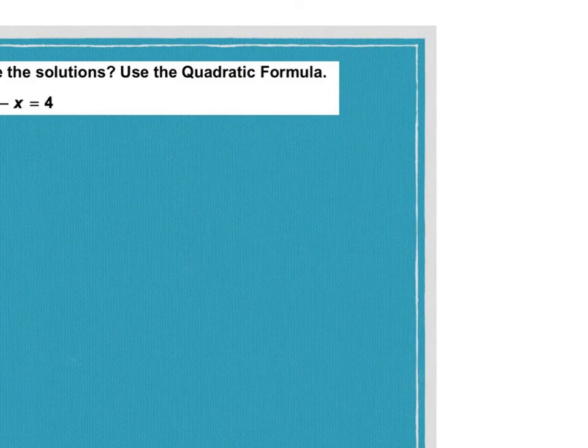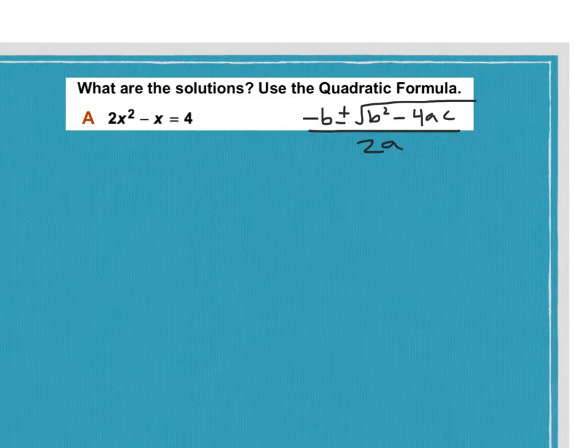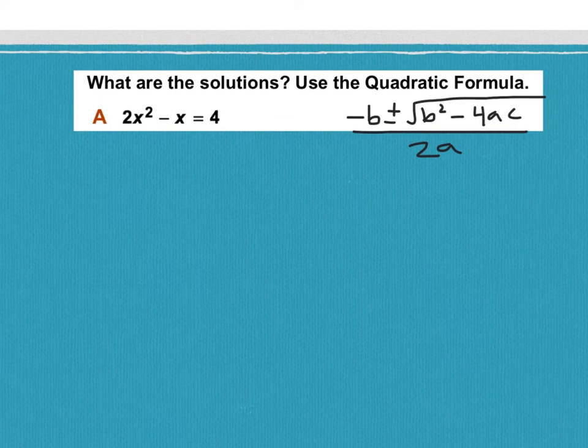All right, what's the quadratic formula? Negative b plus or minus the square root of b squared minus 4ac over 2a. What's our a here? 2. What's our b? Negative 1. And what's our c? 4, or no, 0.